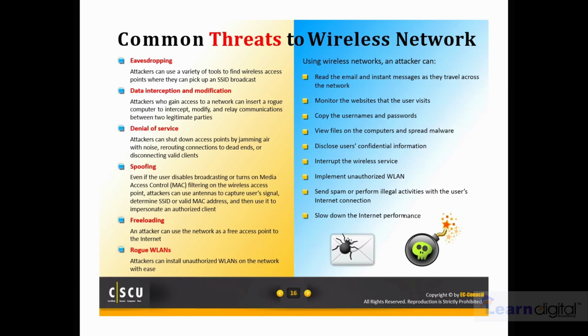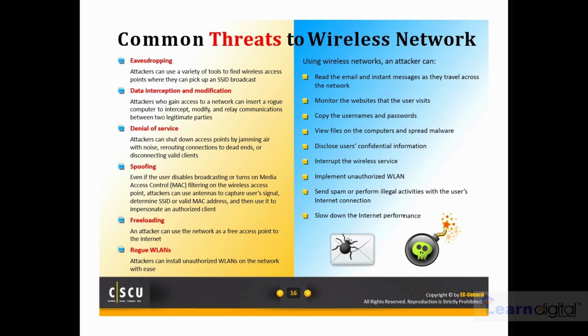So the next point is common threats to wireless networks. Yes, you know there are some common attacks which you may face when you are on public Wi-Fi or maybe a public network. So eavesdropping is the first thing. In this technique, attackers can use a variety of tools to find wireless access points where they can pick up an SSID broadcast, right? So this is eavesdropping.